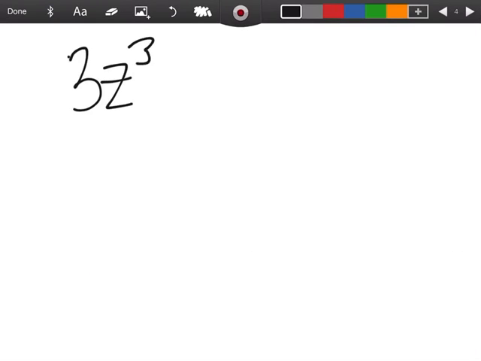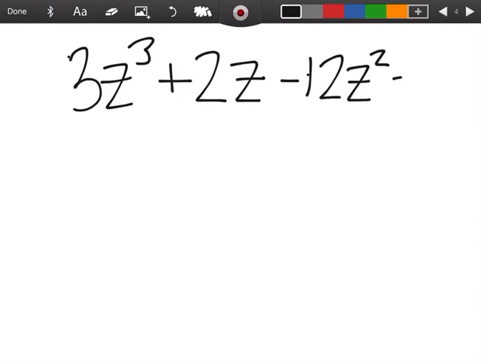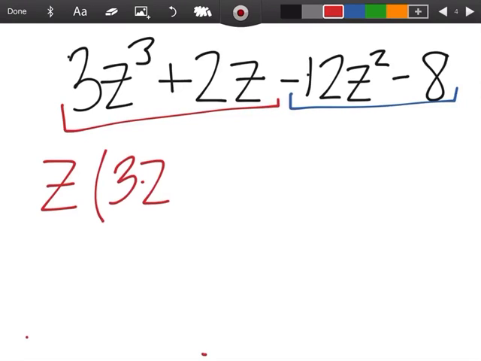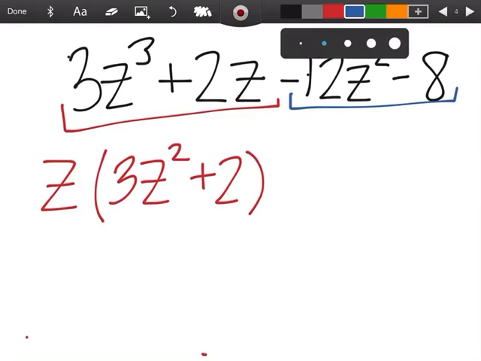The next problem: 3z to the third plus 2z minus 12z squared minus 8. So see if you can come up with the GCF of 3z to the third plus 2z. It's z. And when I factor it out, what am I left with in parentheses? 3z squared plus 2.